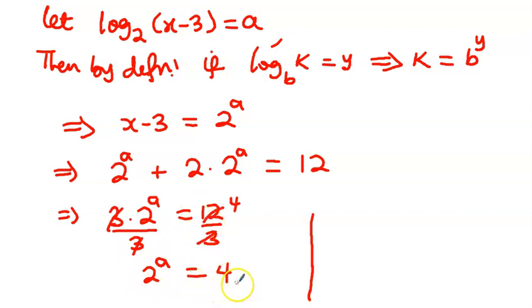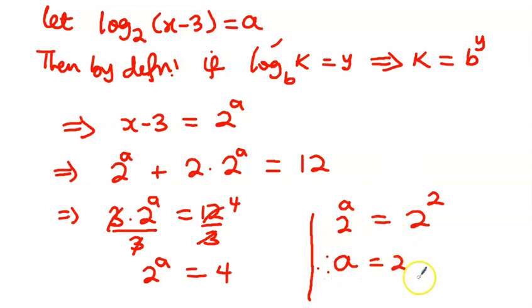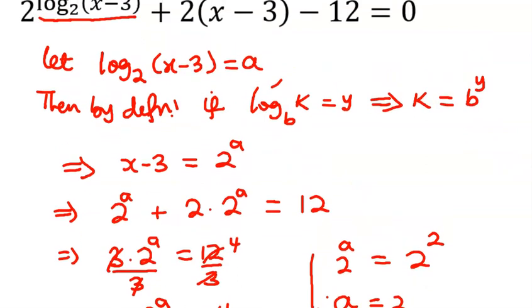This is indices, so we can express the right hand side in terms of the left hand side. 2 raised to the power a will be equal to 2 raised to the power 2. If the bases are the same, we can equate the exponents. So therefore a is equal to 2. Remember, you were not asked to find a, but you were asked to find x. So we need to put it back.